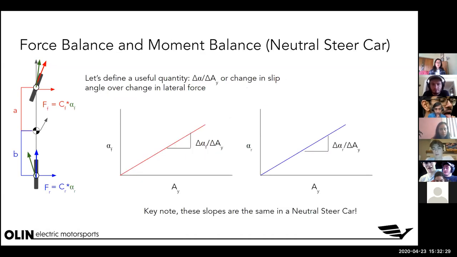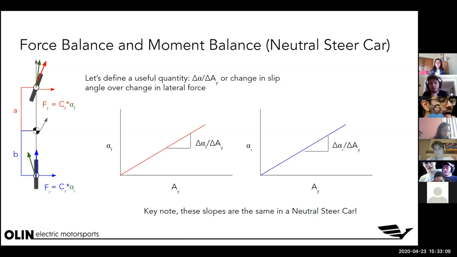So for a neutral steer case, if we plot the required slip angle to negotiate the turn versus the lateral acceleration required for the front and the rear, the front and the rear will have the same slope. This is to say that as we need more lateral force, we'll get that by increasing the slip angles in the front and the rear at the same rate. And that's purely a geometric thing caused by how far the front and rear wheels are from the center of mass. Okay.